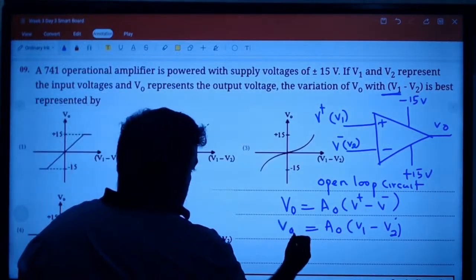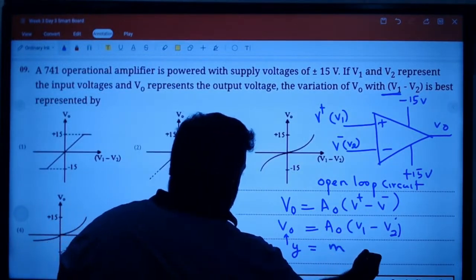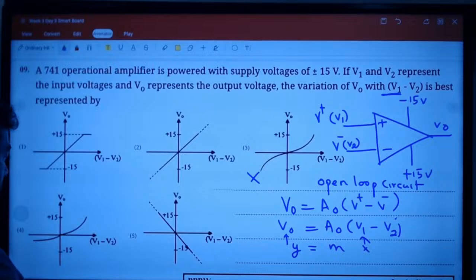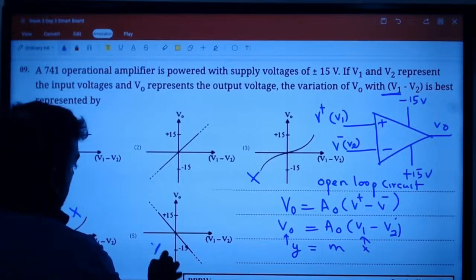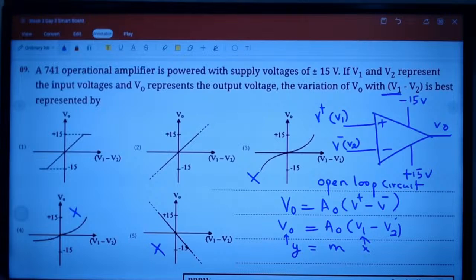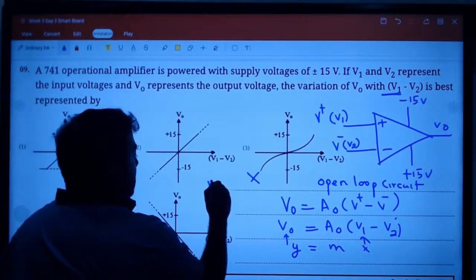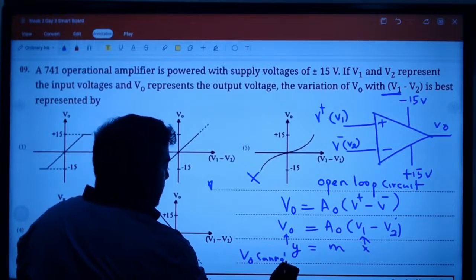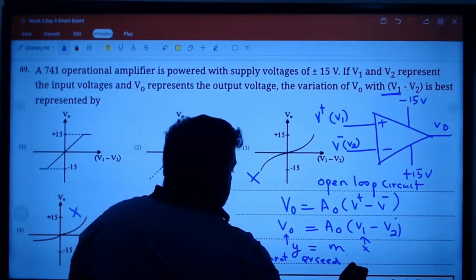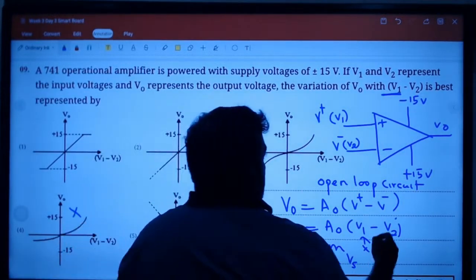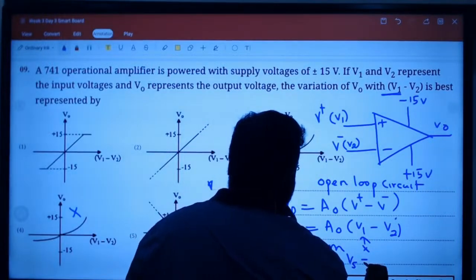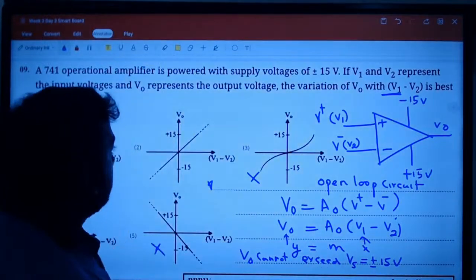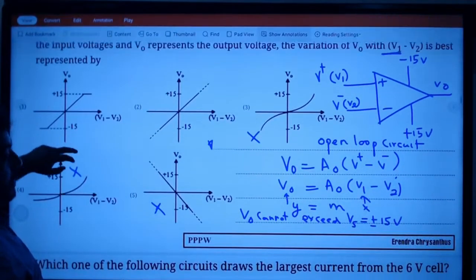So the graph is of the form y equals mx. So this is not your answer. This is not your answer. This is not your answer. But remember, output can never exceed the supply voltage. Now the supply voltage is plus or minus 50. That means what? Output will saturate.